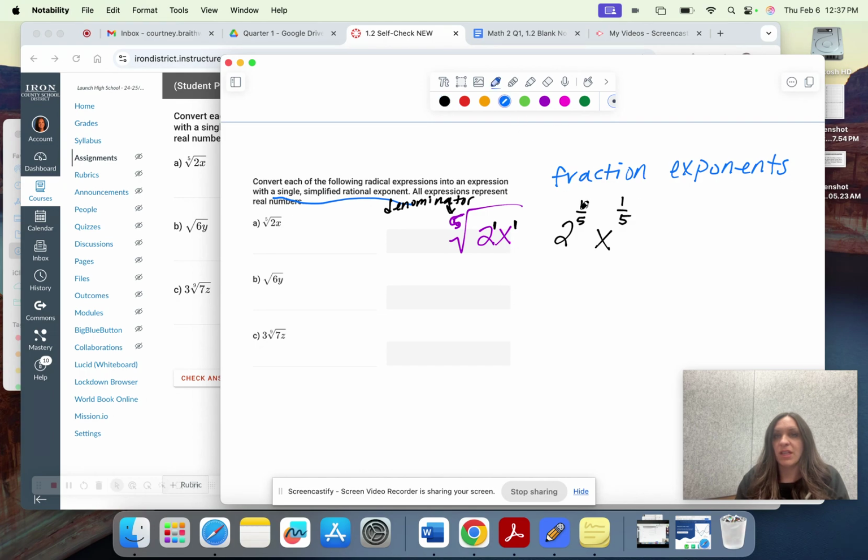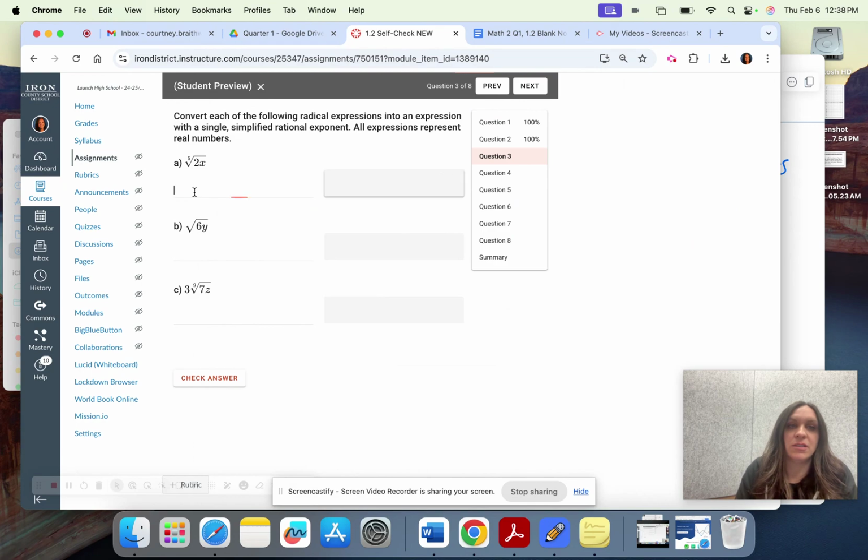So you can leave your answer like that, or you can keep the 2x together in parentheses and 1/5 on the outside. Okay, so when you type that in, you would have the 2x in parentheses, but then when you do to the power, shift 6, I also have to put the 1/5 in parentheses.